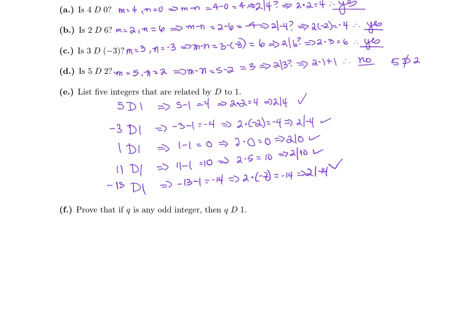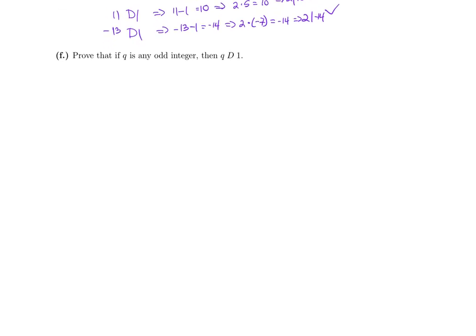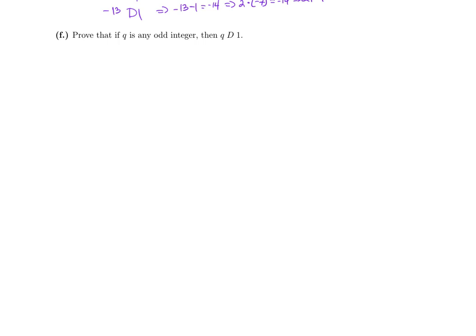So let's see what we can do with it. Our statement here would be for all Q, and now remember these numbers were all limited to integers, so we would also limit Q to an integer. So for all Q in Z, if Q is odd, then Q is related to 1 by D. That's what we're trying to prove.